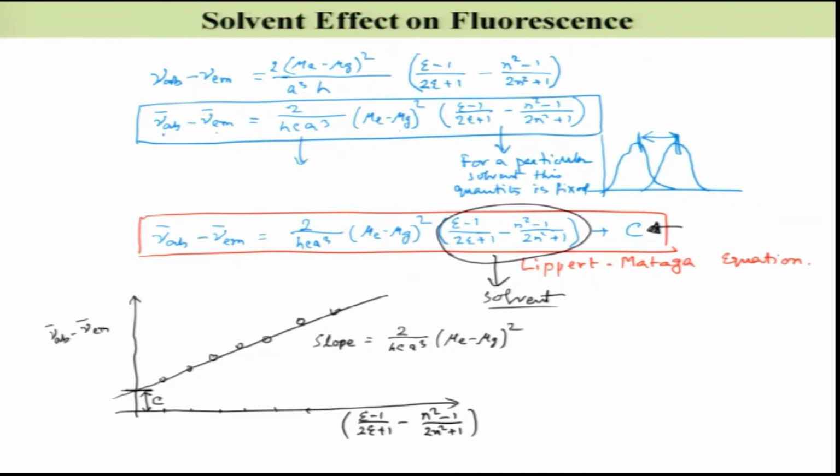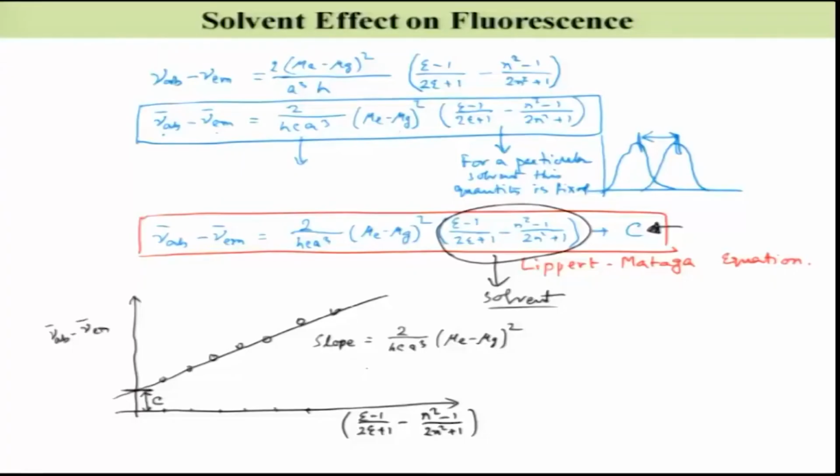Obviously here h, c and a cube are fixed quantities, and it means that if you do such an experiment, the slope is nothing but mu e minus mu g whole square with this constant value. It means that if you know the ground state dipole moment, you will be able to calculate the excited state dipole moment and vice versa. That means if you know the excited state dipole moment, you will be able to calculate the ground state dipole moment, right. Now, the question is how are we going to measure the ground state dipole moment? There are several techniques by which you can measure it, but let me tweak this equation in a different way, and I will show you another interesting outcome of the same.